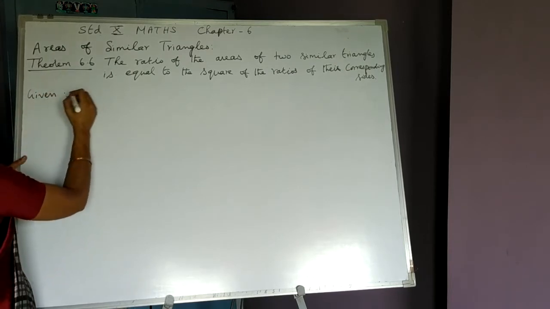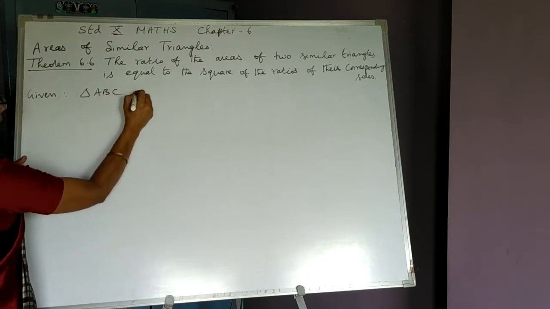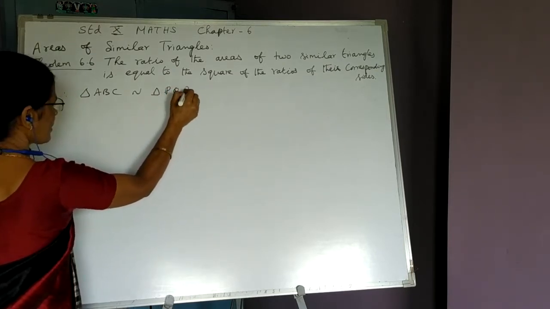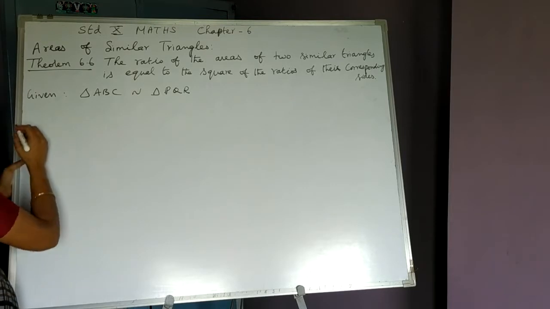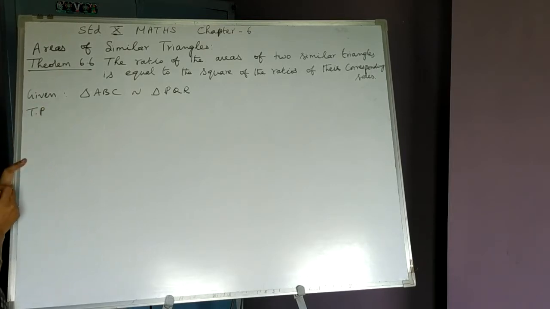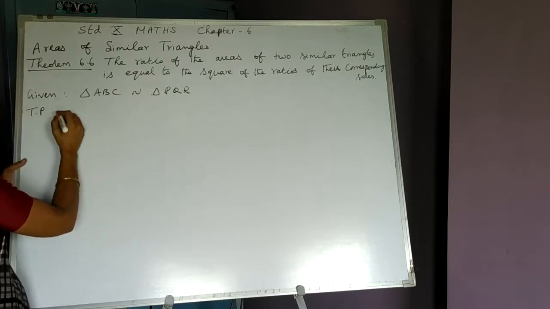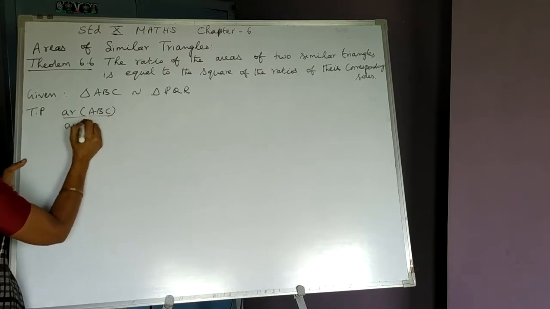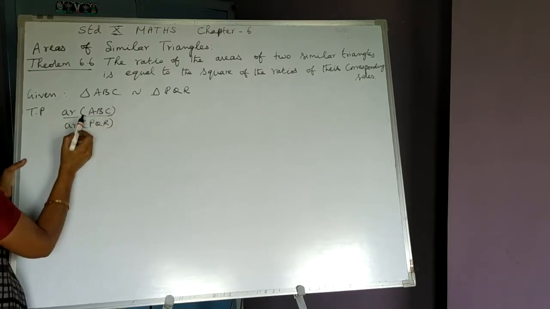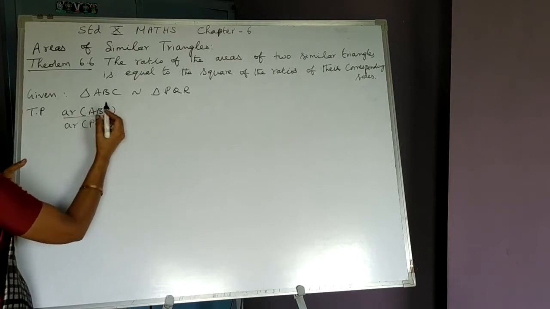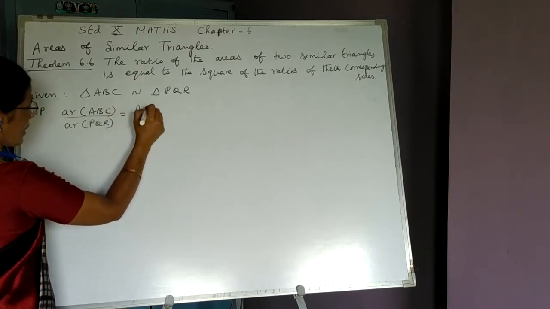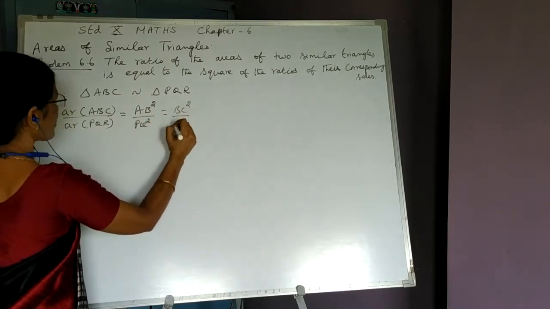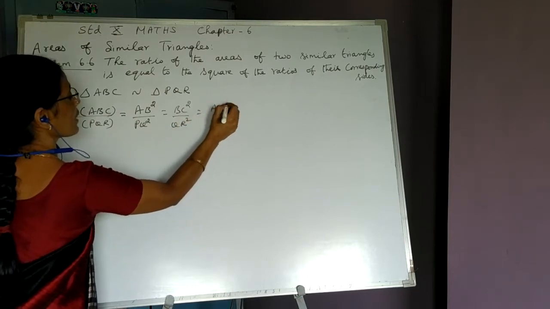The statement is a little complicated, but if we write given and to prove, we can understand very easily. So what we are given: two triangles are similar. We take two different triangles. Triangle ABC is similar to triangle PQR. What we are supposed to prove: if you take the ratio of their areas, area of triangle ABC upon area of triangle PQR, you will find that it is equal to the squares of their corresponding sides. Squares.